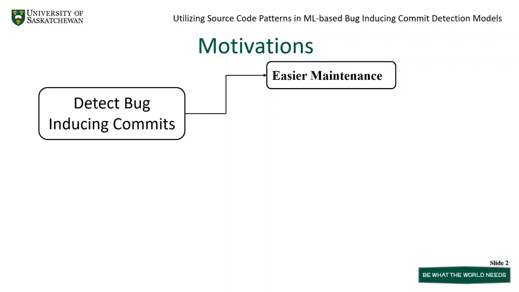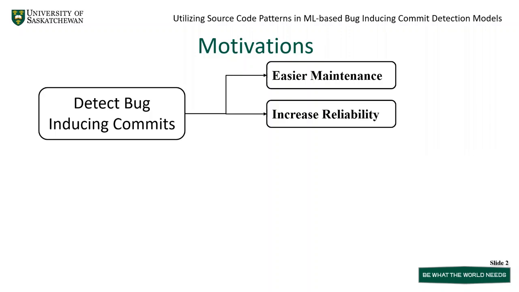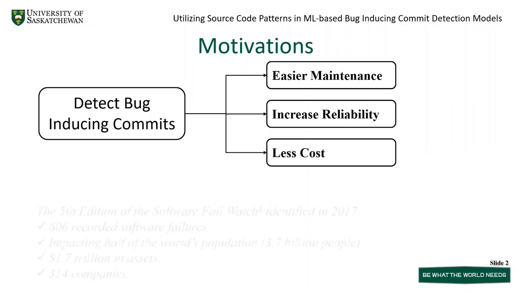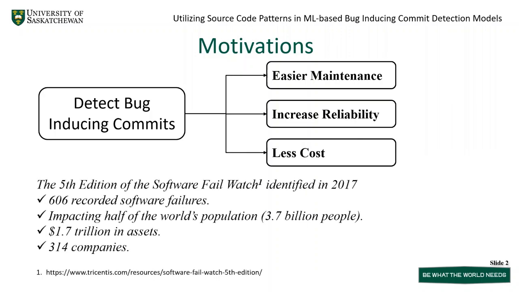Let's get introduced with the motivation of this work. We wanted to detect bug-inducing commits from the software system during its revision time, and it will make it easily maintainable, increase the reliability of the software system, and make the software system less costly. We can find a lot of examples where these properties have been impacted because of detected software failures or bugs.